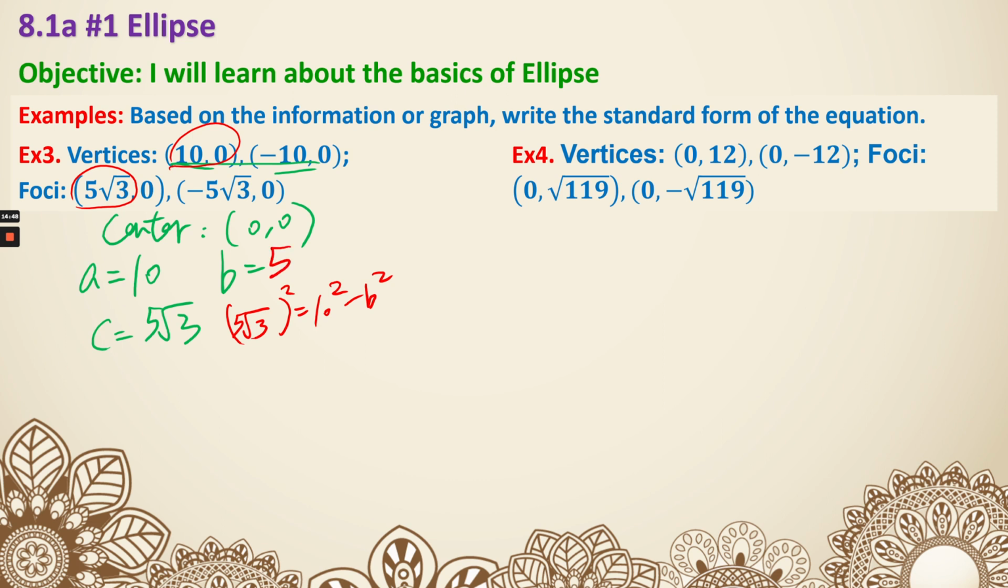So I can start writing my equation: x squared over, my a is 10, so it's got to be 100 under the x squared, then y squared over 5 squared, which is 25, equals 1. Now we can repeat the same process for example 4.